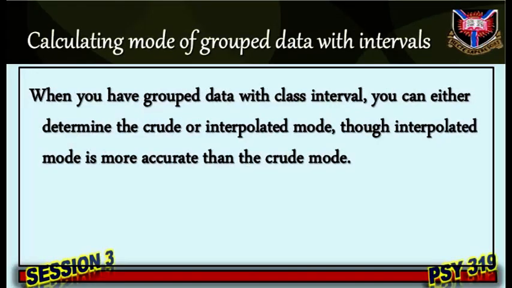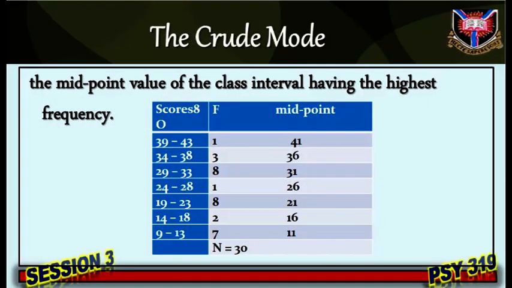Calculating mode of grouped data with intervals. When you have grouped data with class interval, you can either determine the crude or interpolated mode, though interpolated mode is more accurate than the crude mode. However, the two forms of mode are calculated in this study section. The crude mode is the midpoint value of the class interval having the highest frequency.